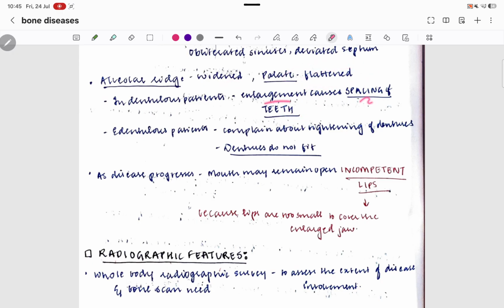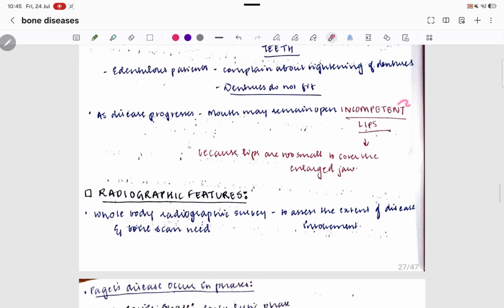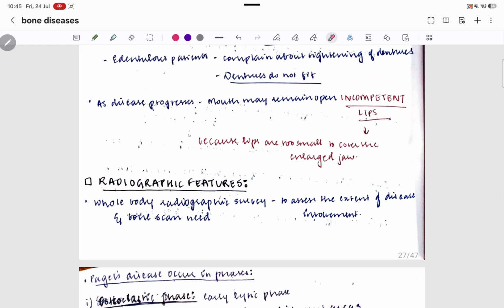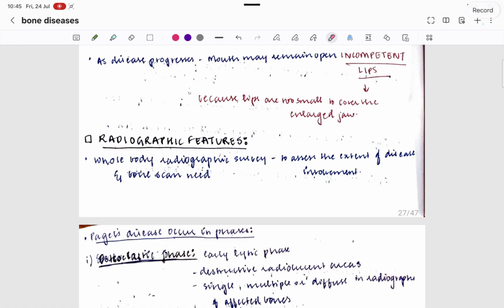In edentulous patients, there is enlargement of the ridges and spacing of teeth. Edentulous patients complain about tightening of dentures, and dentures not fitting is the main complaint for which they come to the dentist. Then there is incompetency of the lips. Lips do not close properly because of the enlarged jaws.